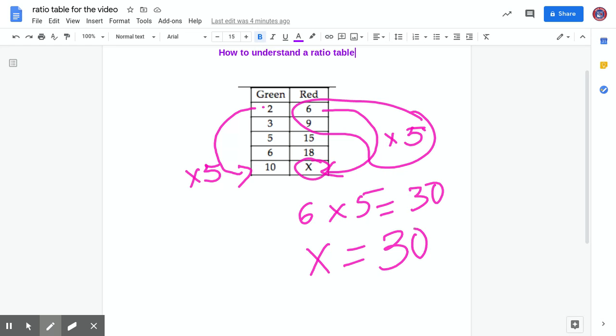Now your brain might see it differently either way, but that's the wonderful thing about ratio tables. So hopefully that helped you understand how to read a ratio table. And I don't know what else it could help you with, but there you go.